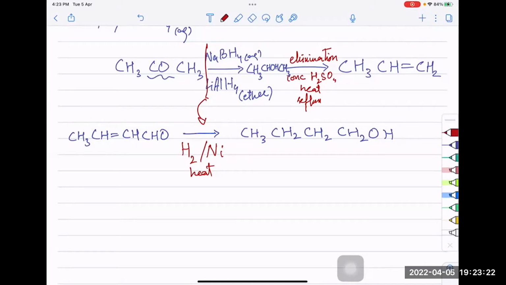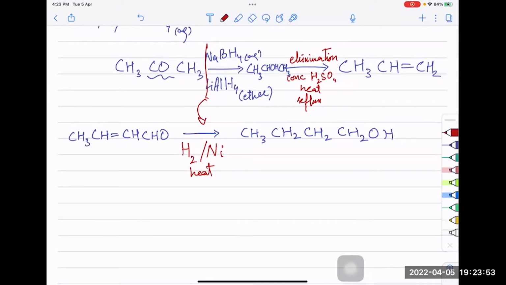Okay. Say that again. So basically, we have reduced it. You're adding hydrogen to the double bond, and that's again reduction. And there are three ways of doing that. You can use sodium borohydride, which is aqueous. You can use lithium aluminium hydride, which is dissolved in ether. Or you can use hydrogen with nickel catalyst. Okay? So this is what we talked about yesterday.